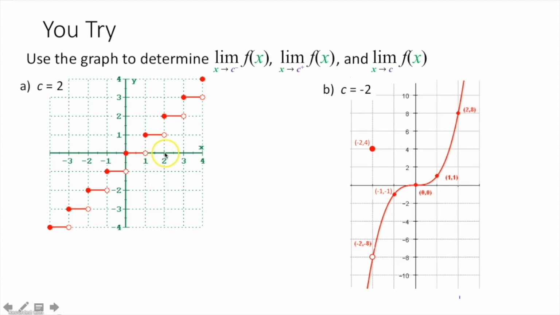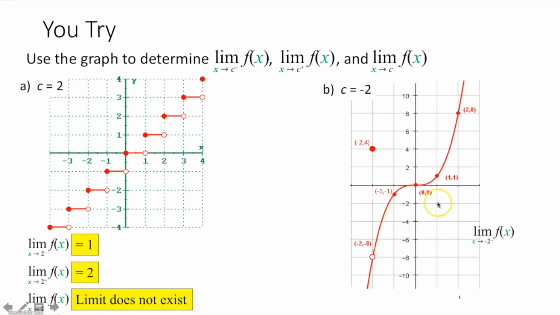So if our c value is 2, the limit as x approaches 2 from the left side of the graph is going to be a y value of 1. And the limit as x approaches 2 from the right side of the graph is going to be a y value of 2, actually. Therefore, because the left-sided limit and the right-sided limit are not equal to one another, the limit as x approaches 2 of f of x does not exist.